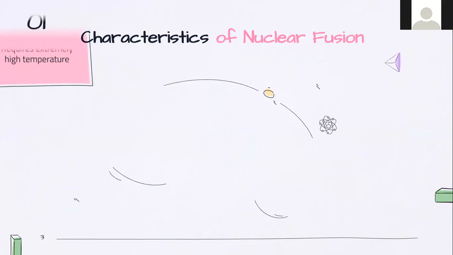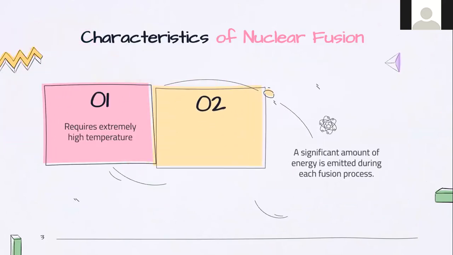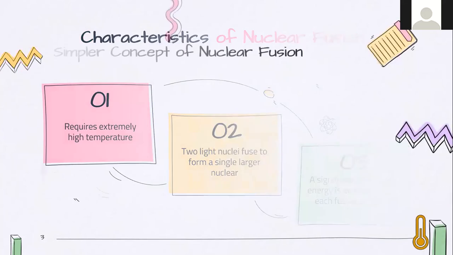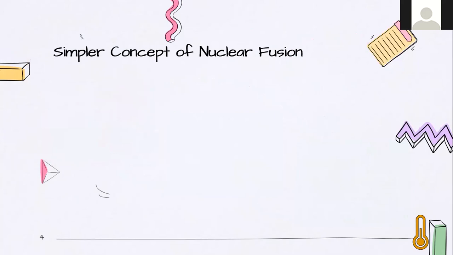Next, this is the characteristic of nuclear fusion. Generally, fusion reaction requires extremely high temperature. Then the nuclear fusion reaction requires two light nuclei fused to form a single larger nucleus and release a substantial amount of energy. Okay, so now let's go more deeper and simpler concept of nuclear fusion.